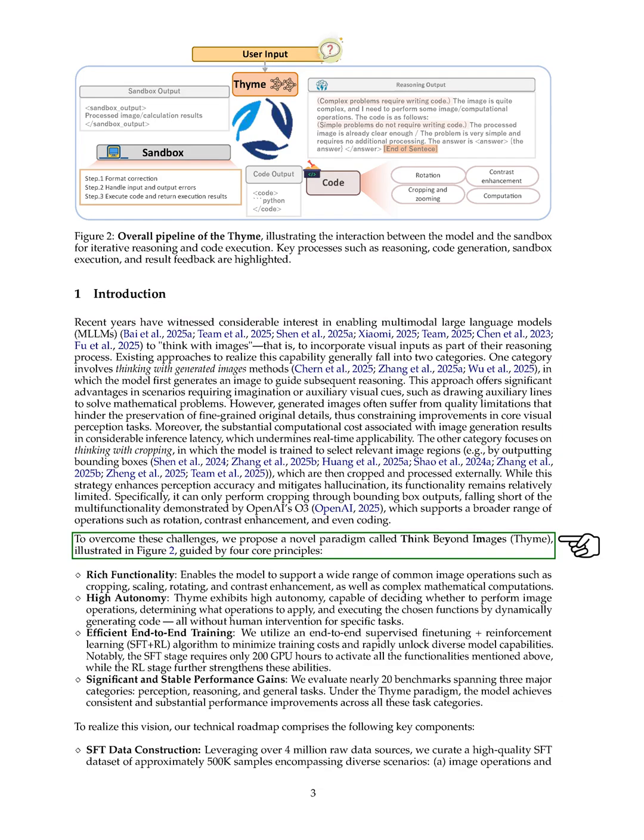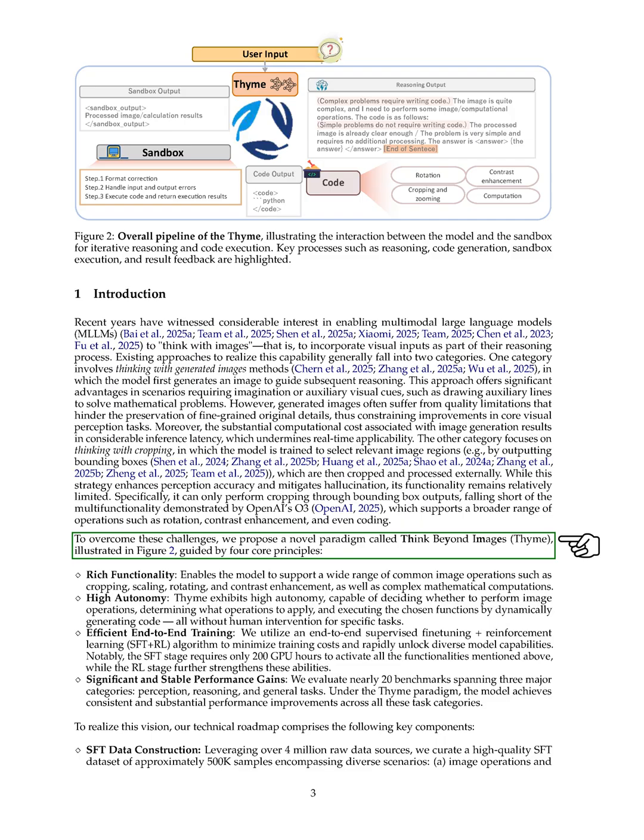This framework is based on four key principles. 1. Rich functionality. Thyme supports various image operations, including cropping, scaling, rotating, and enhancing contrast, as well as complex mathematical tasks. 2. High autonomy. Thyme can independently decide which image operations to perform and generate the necessary code without human input. 3. Efficient end-to-end training.